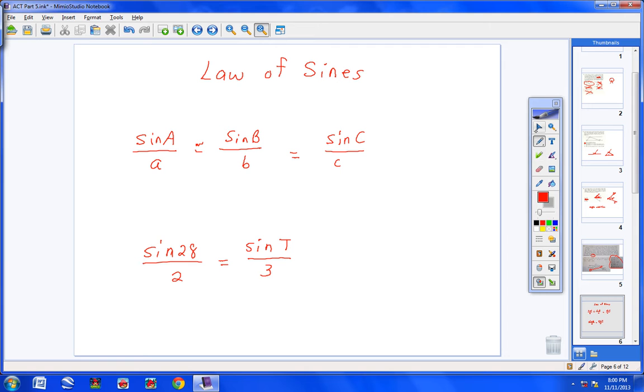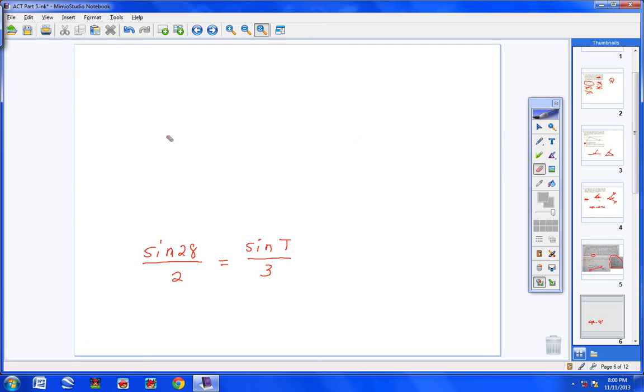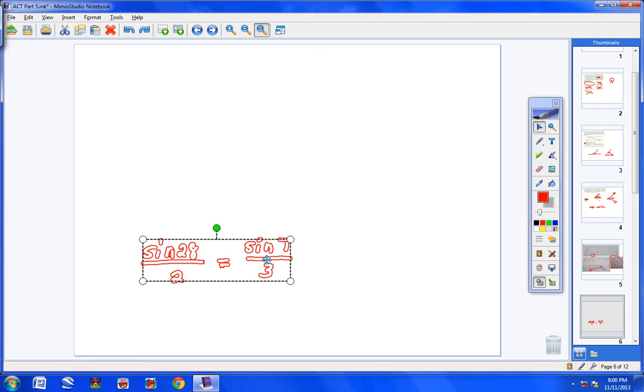We'll get to that later for some of you who have not had it yet, but that is how you would use the law of sines. Now I'm going to pull this up here, and we are going to simplify this and see if we can get one of these to look like our answers on the previous page.